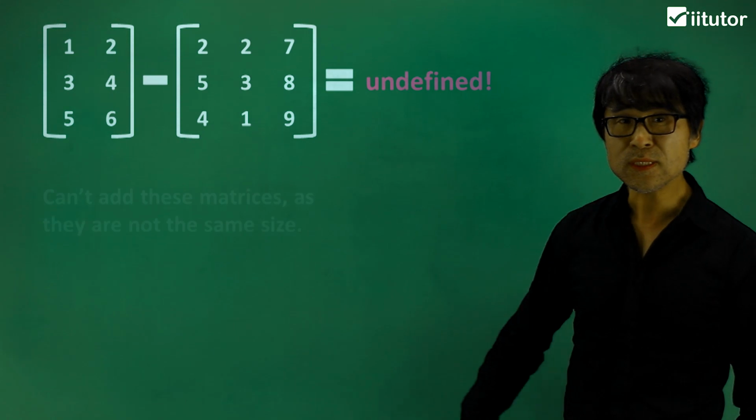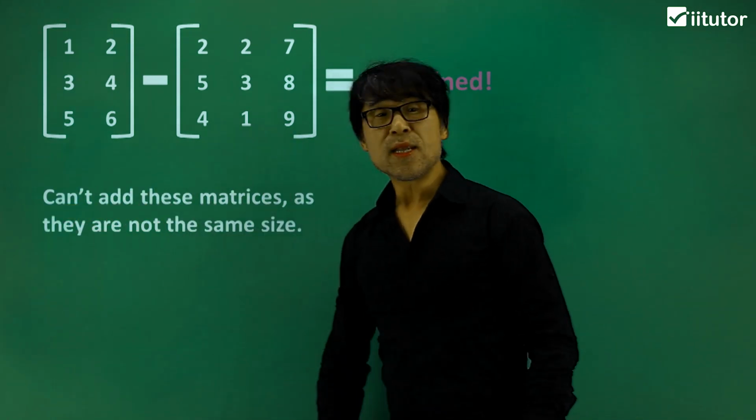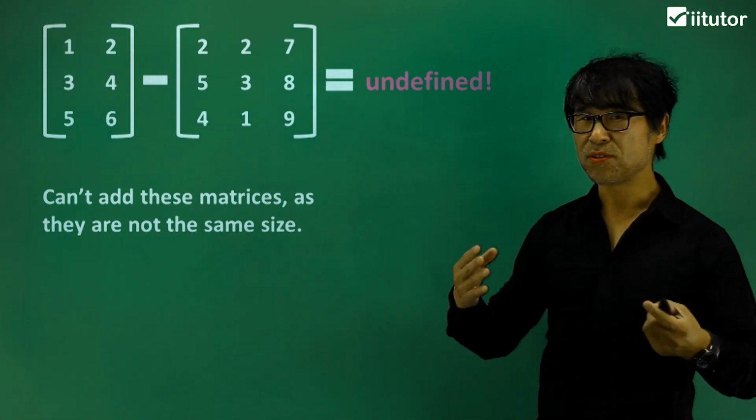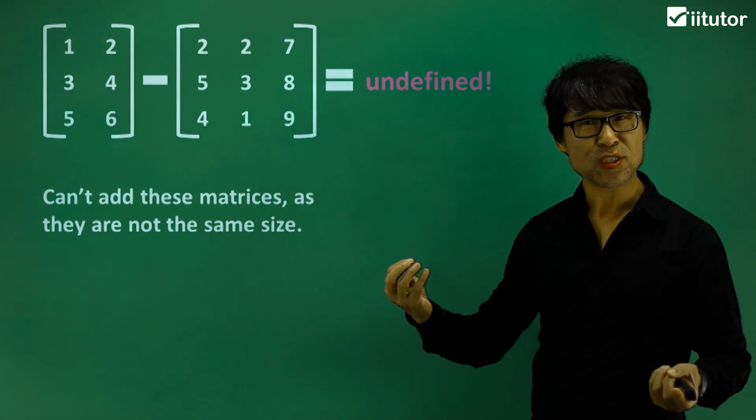So what's the reason? Can't subtract these matrices because they are not the same size. That's all you need to say. Okay, so that's the matrix subtraction.